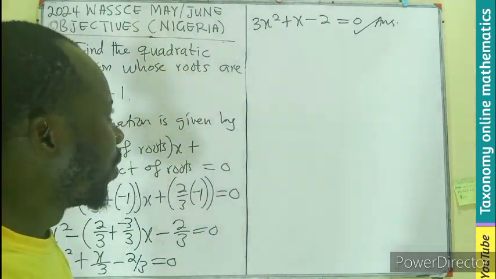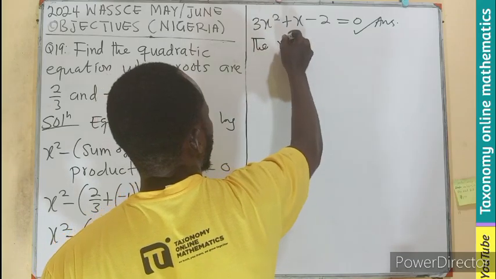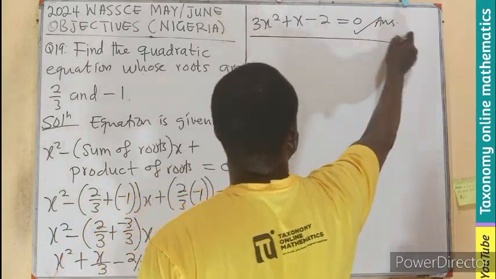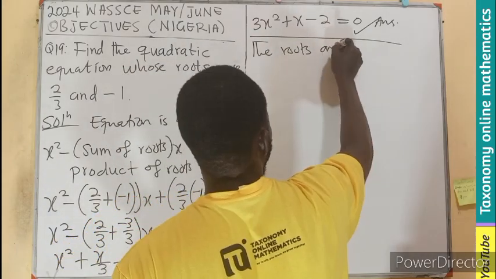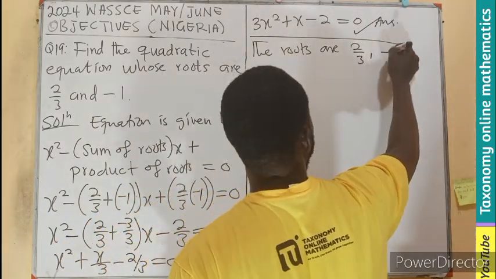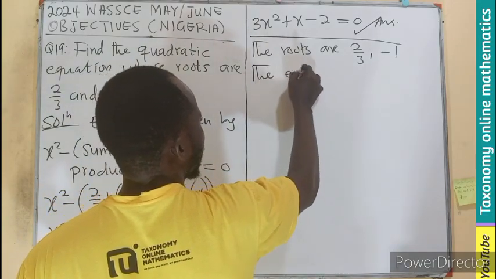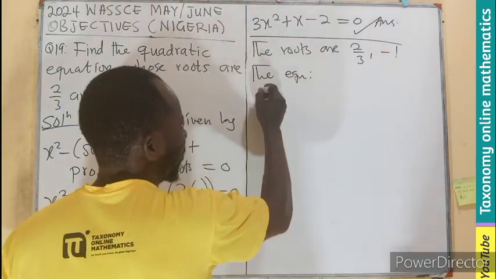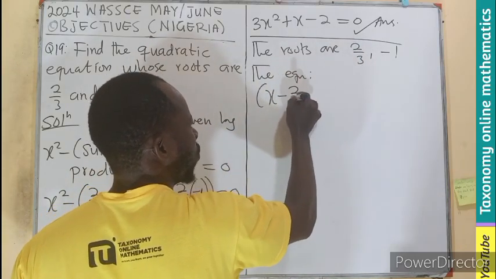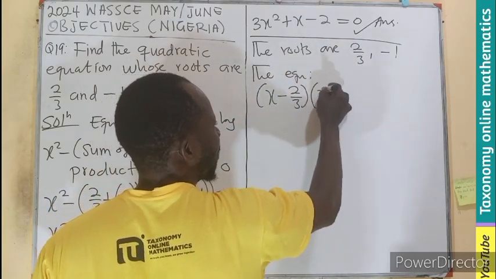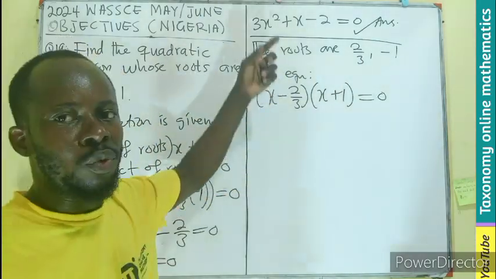Or better still, we can say that the roots are, we know we have 2/3 and -1. The equation will become x, this is positive, so it becomes x minus 2/3 times x plus 1 equals 0. It was this that gave us the roots.